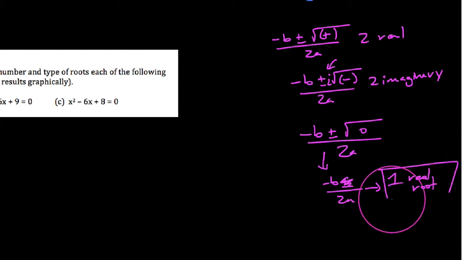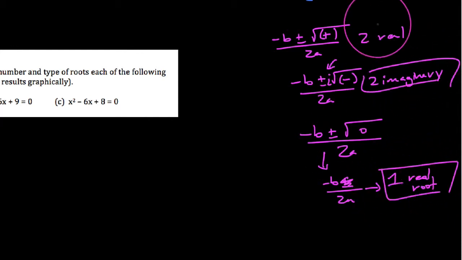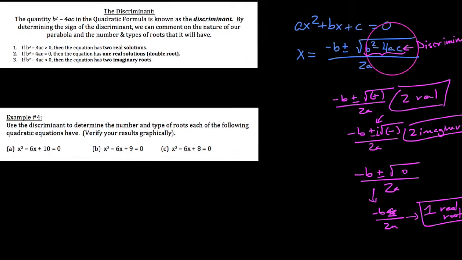And so what we're going to outline here is this. Noticing just by looking at the discriminant, what can we say about the nature of the roots of this parabola? By determining the sign of the discriminant, we can comment on the nature of our parabola and the number and types of roots it'll have. So I make a little key here: if our discriminant, b squared minus 4ac, is greater than 0, in other words, if it's positive, then the equation has two real solutions.